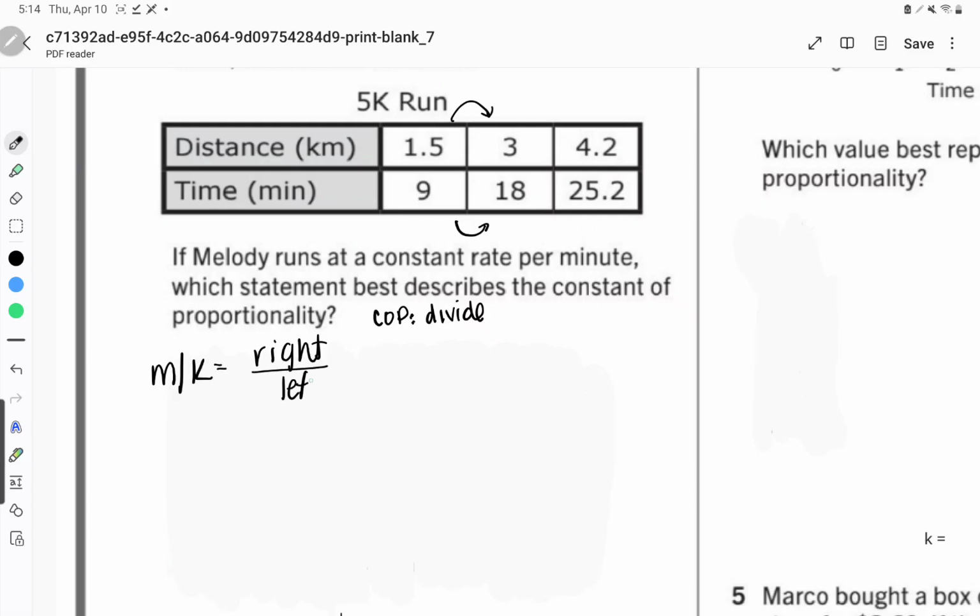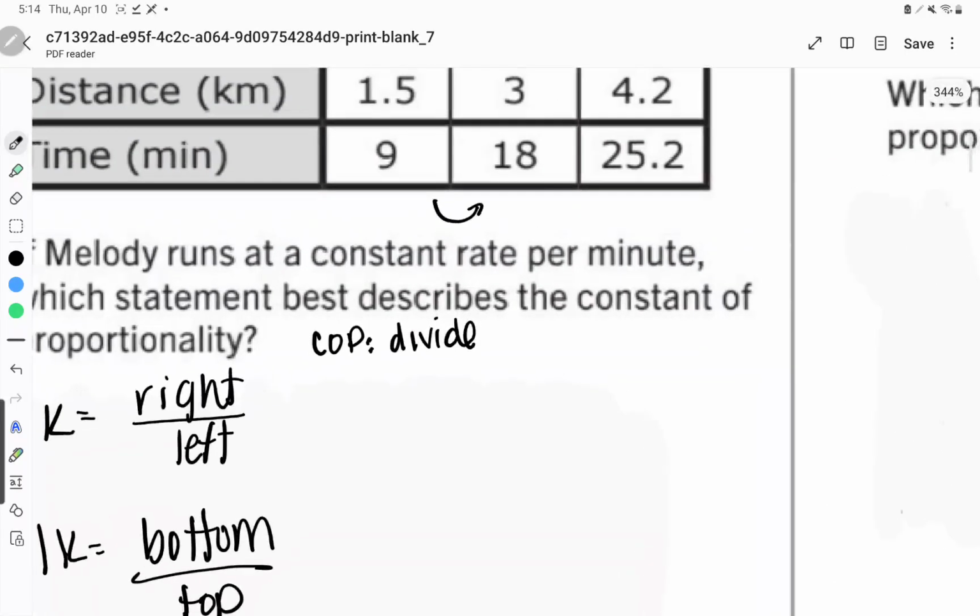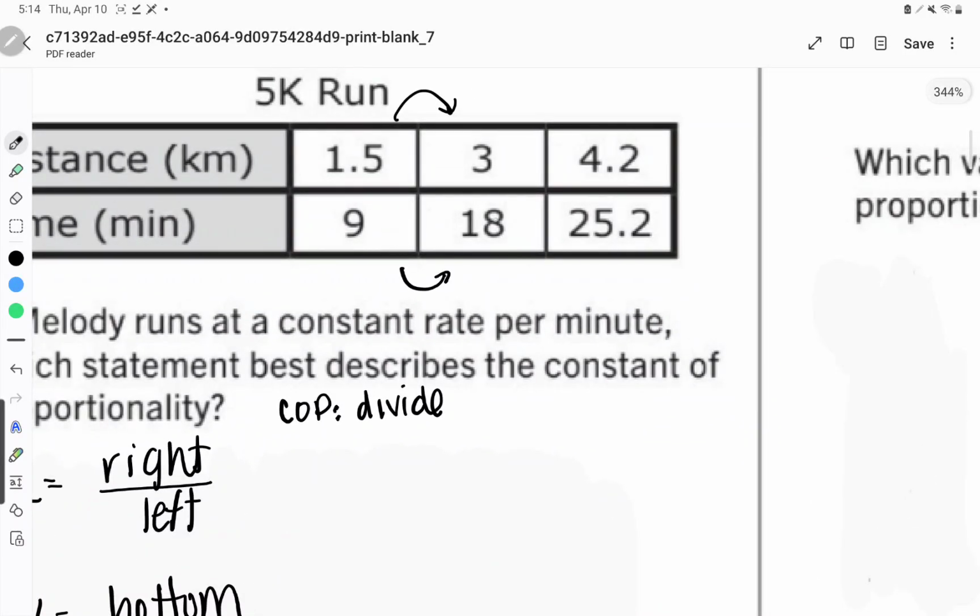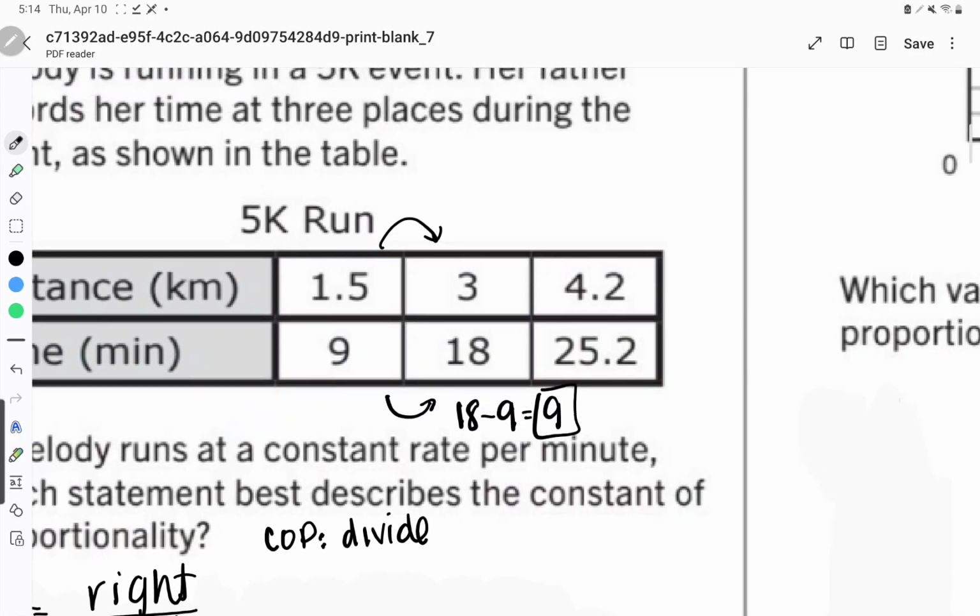Usually I would say that m or k equals right side over left side. But in this case, there is no right or left, so I would say that m or k equals the bottom over the top. Well, first, I got to do some math. So how do I get from 9 to 18? I do 18 minus 9, which gives me 9. And then up here, how would I get from 1.5 to 3? I would do 3 minus 1.5, and that gives me 1.5.